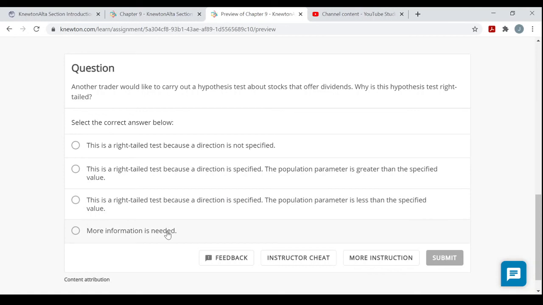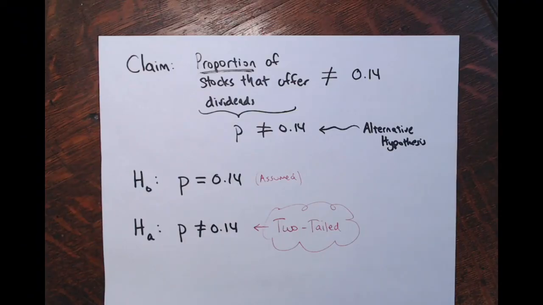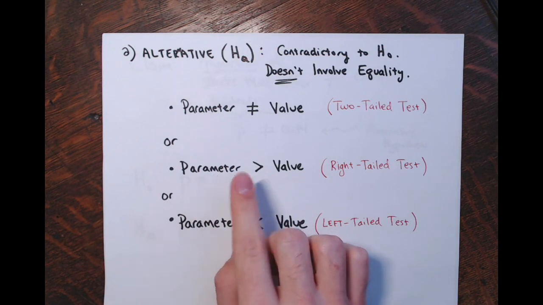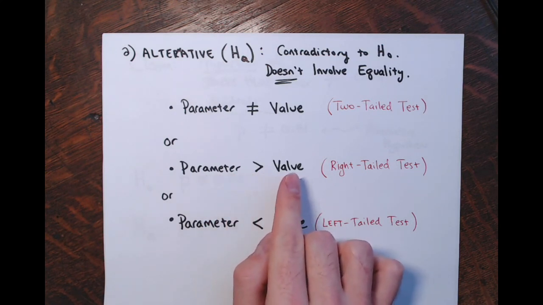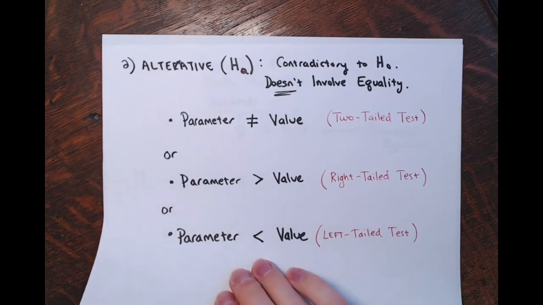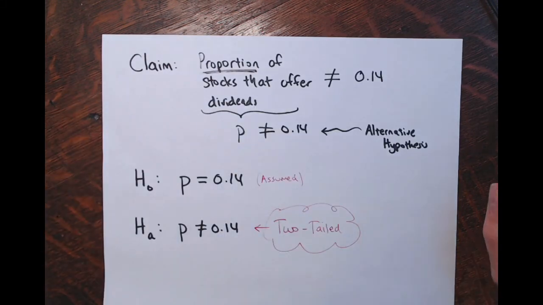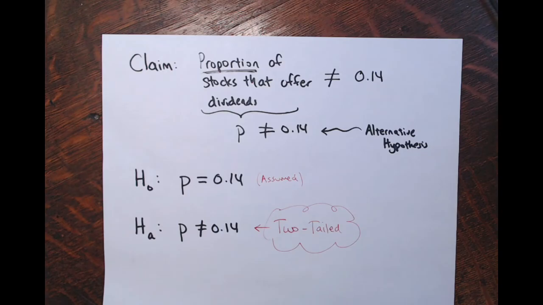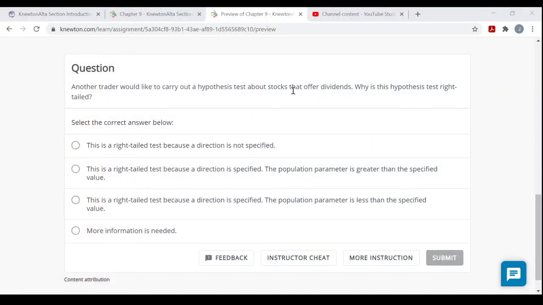I don't know. Because remember, a right-tailed test would have an alternative hypothesis that looks like this. The parameter is greater than some value. So in order to perform a right-tailed test, the claim would have to be that the proportion is greater than some value. They'd have to make a claim that the proportion is greater than 14% in order for me to perform a right-tailed test. Well, they don't say anything like that up here.